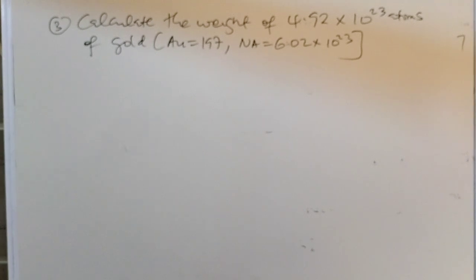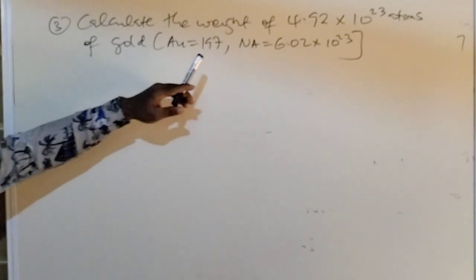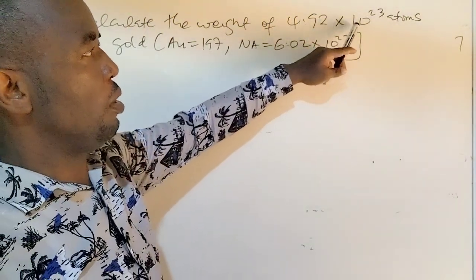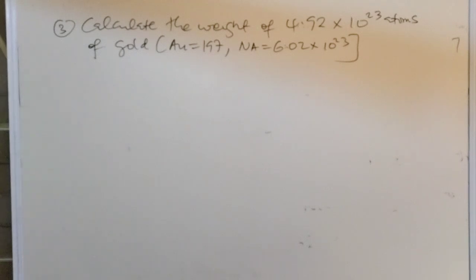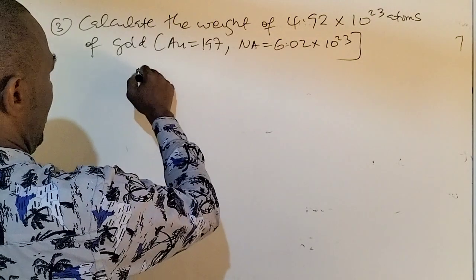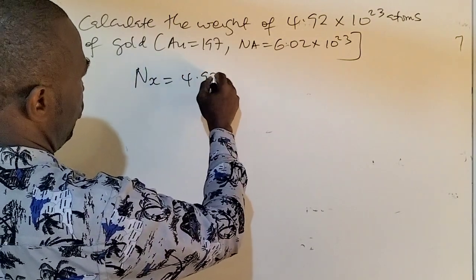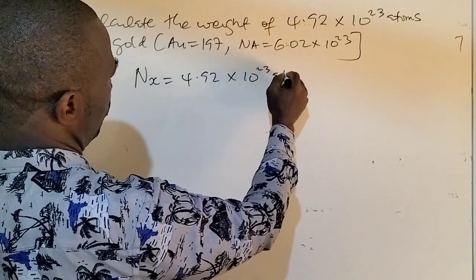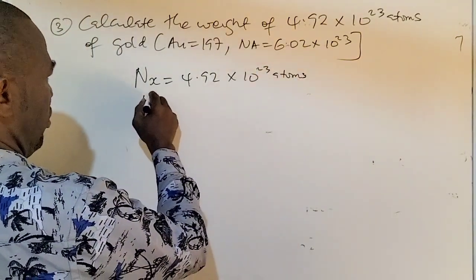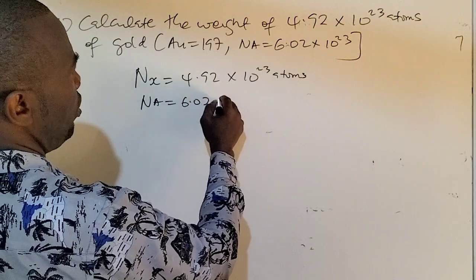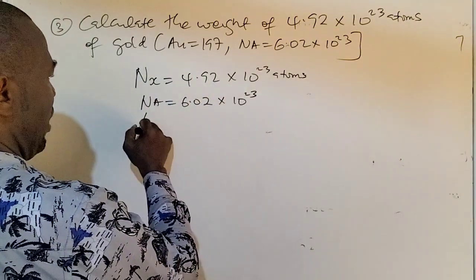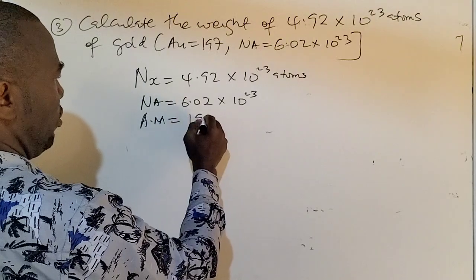So let's look at the question on the board that says: calculate the weight of 4.92 × 10^23 atoms of gold. You're given in brackets the atomic mass of gold as 197 and Avogadro's constant as 6.02 × 10^23. So how do we start? The number of atoms given to us is 4.92 × 10^23 atoms of gold. The Avogadro's constant is 6.02 × 10^23. The atomic mass of gold is 197.